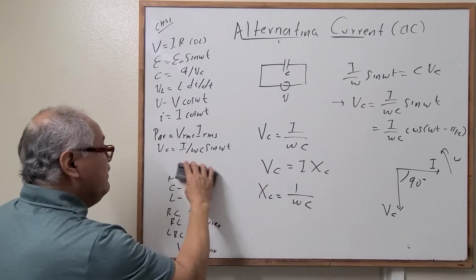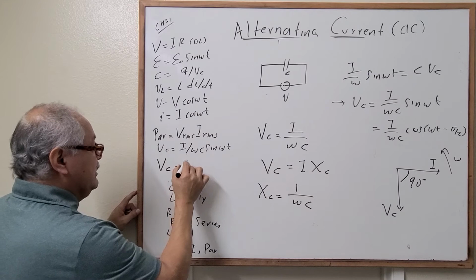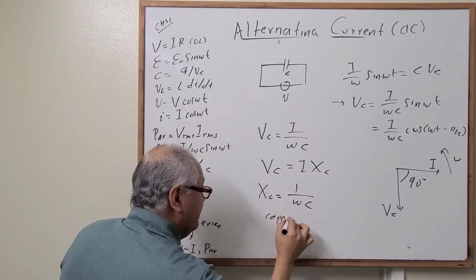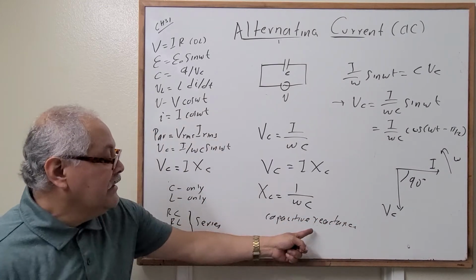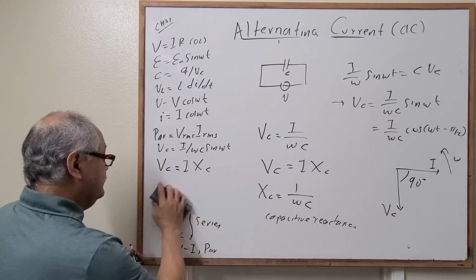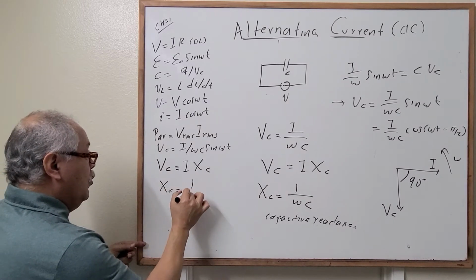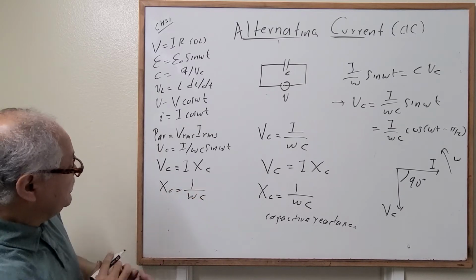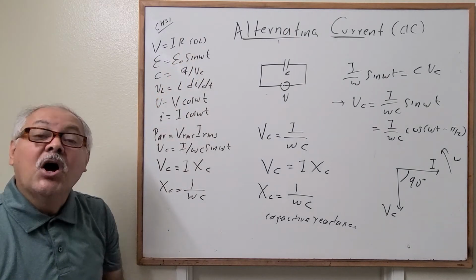And this capacitive reactance is equal to 1 over omega C. So we found again this equation using maximums: the amplitude is equal to the current times the capacitive reactance, or the reactance of the capacitor, which is equal to 1 over omega C. Of course, the units for this reactance are the same as for the resistor, ohms.